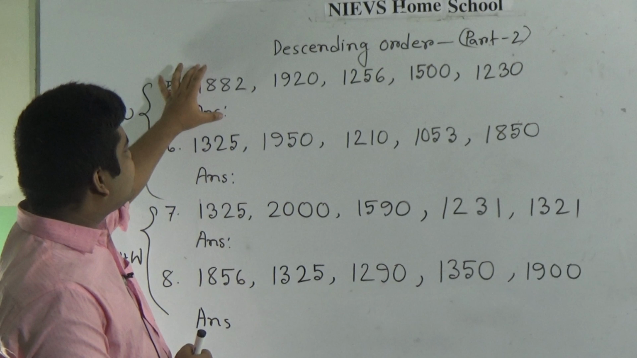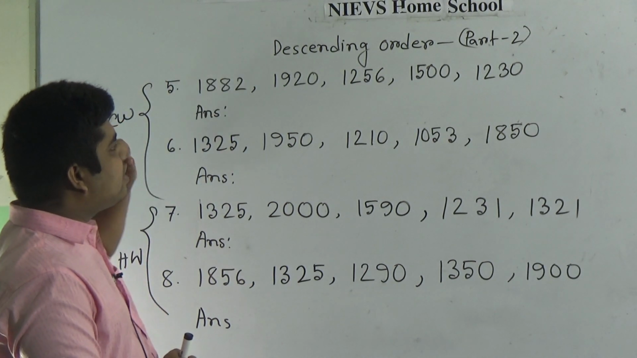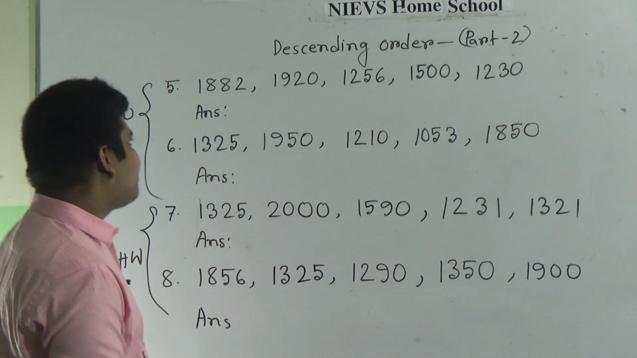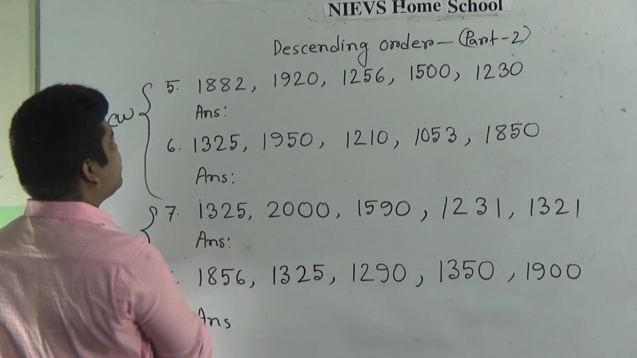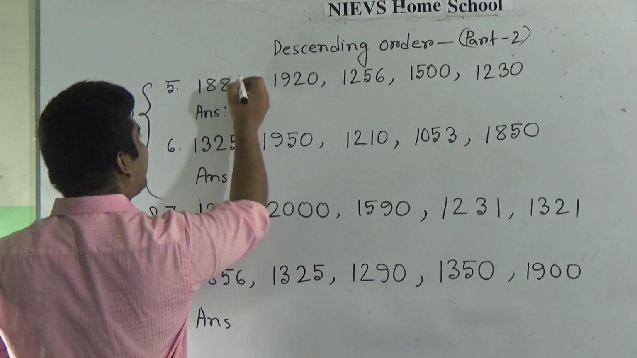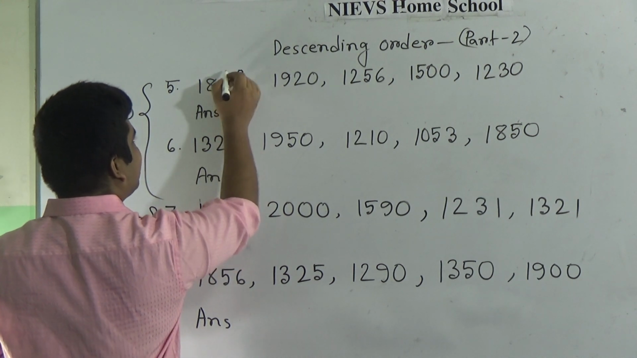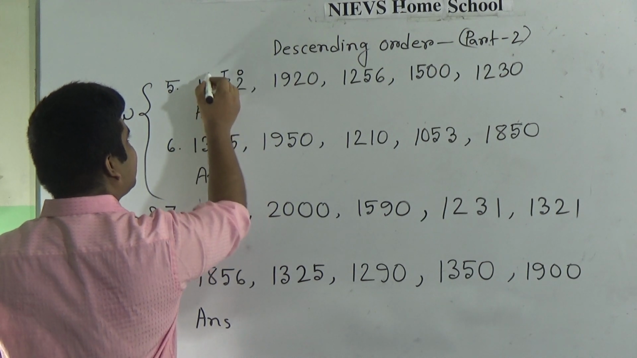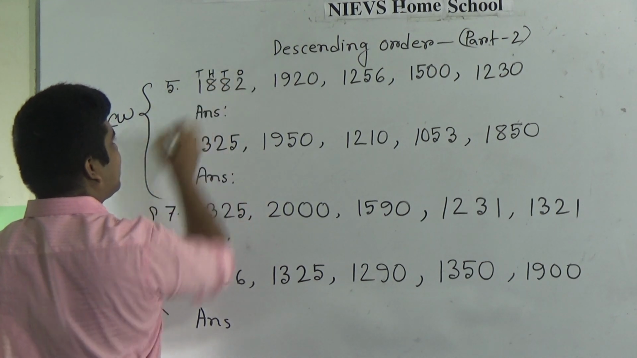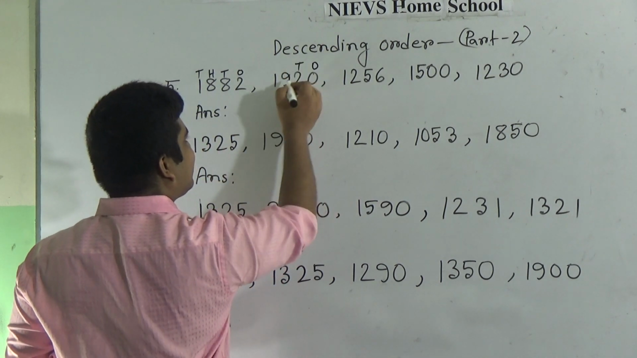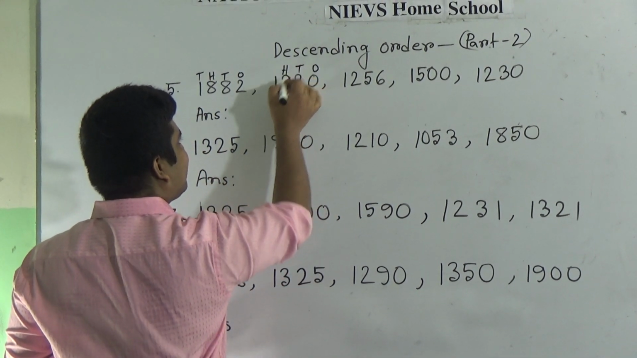That means first of all we find the greatest number. Which number is the greatest among the whole numbers? So notice here, at first we write the place value of each digit of a number. Here 2 is in ones place, 8 is in tens place, 8 is in hundreds place and 1 is in thousands place. Another, 0 is in ones place, 2 is in tens place, 9 is in hundreds place and 1 is in thousands place.